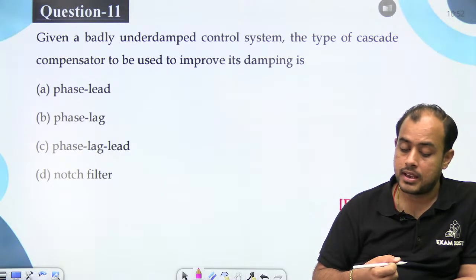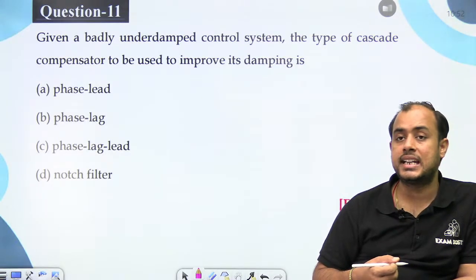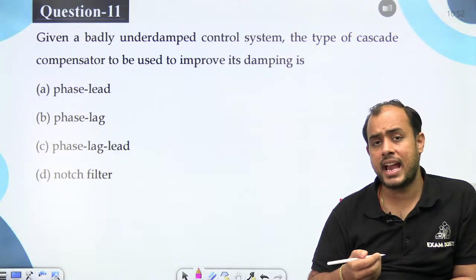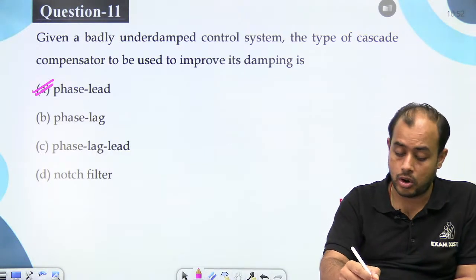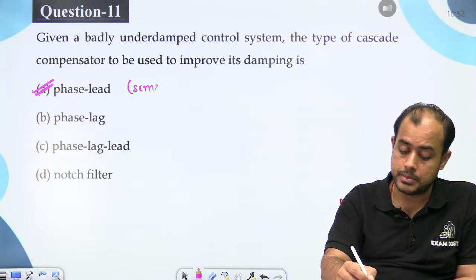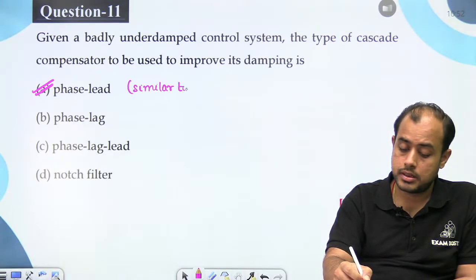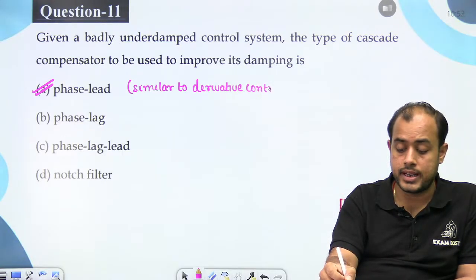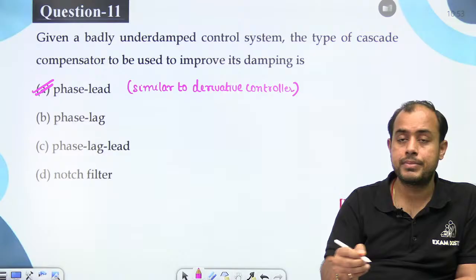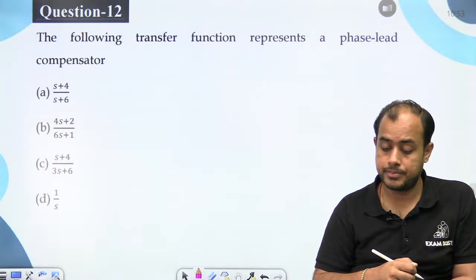ESE 2012, given a badly underdamped control system, how can you improve the damping? Damping can be improved by phase lead because it is similar to derivative controller. याद रखने का आसान तरीका है, derivative controller always improves the damping and reduces overshoot.